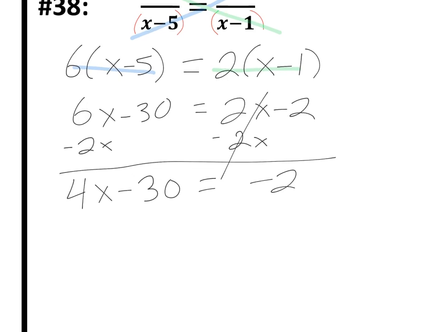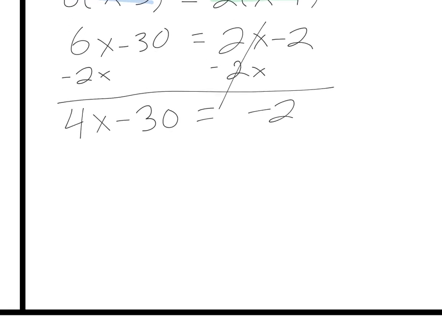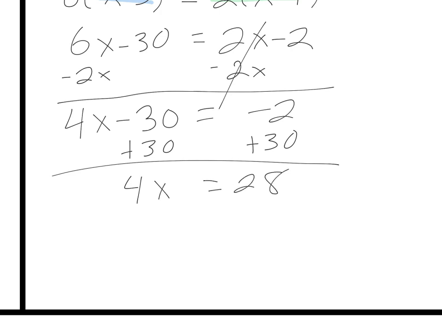And now we have a two-step equation. 4x minus 30 equals negative 2. I'm going to add 30 to both sides. So 4x equals 28. And then divide both sides by 4. So x equals 7.